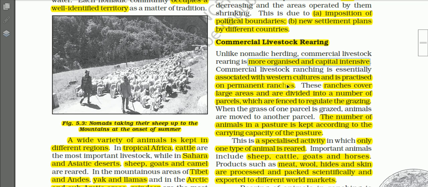And another important feature is that commercial livestock ranching is essentially associated with Western cultures and is practiced on permanent ranches. So commercial livestock rearing is also known as livestock ranching, and it is associated with the Western world, and it is practiced on the permanent ranches. You know, a range is a very big farmland where the grasses are grown or planted, sorry, artificially.